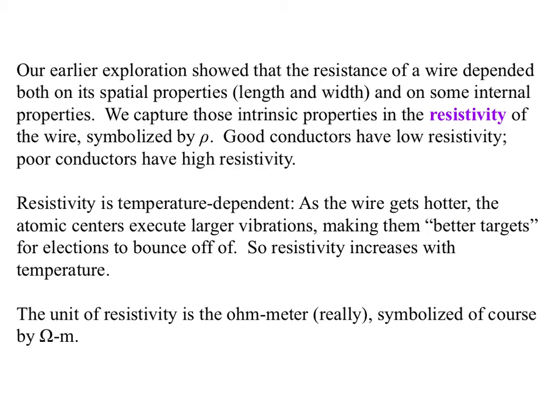Our earlier exploration showed that the resistance of the wire depends on both its spatial properties and on some internal properties. We capture those intrinsic properties in something called the resistivity of the wire, symbolized by the Greek letter rho. And although I can't swear to it, I'm guessing that rho is from resistance, same R type sound. Good conductors have low resistivity, and poor conductors have high resistivity. This is a property of their atomic structure, the material that makes them up. Resistivity is temperature dependent. As the wire gets hotter, the atomic centers execute larger vibrations, making them bigger targets for the electrons to bounce off. So resistivity tends to go up with temperature. The unit of resistivity is called the ohm meter.